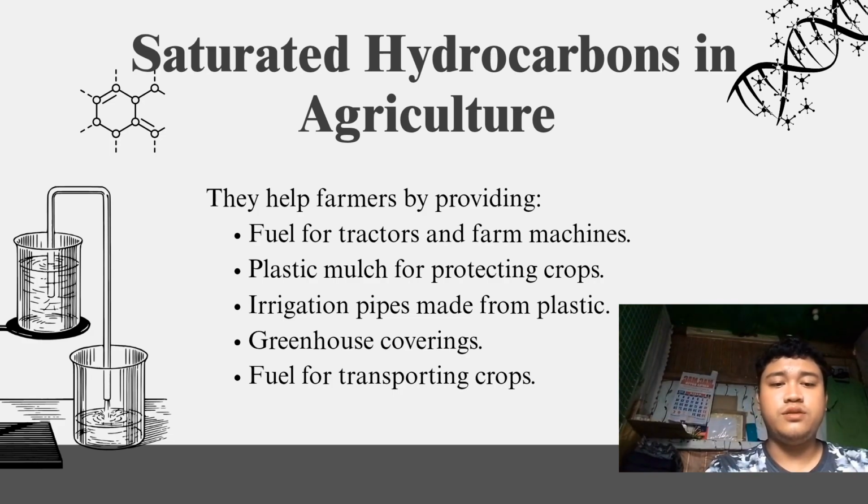Because of saturated hydrocarbons, farming has become faster and more efficient. Machines reduce the amount of manual labor needed by the farmers. Plastic materials help protect crops and improve their growth. Better transportation also allows fresh farm products to reach markets more quickly, reducing waste and increasing farmers' income.